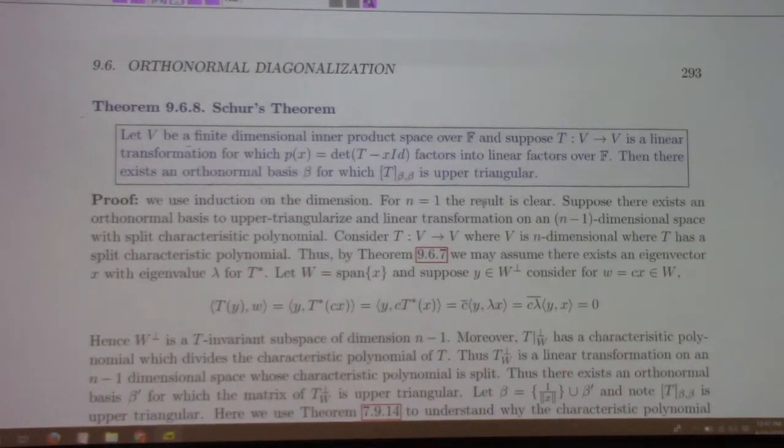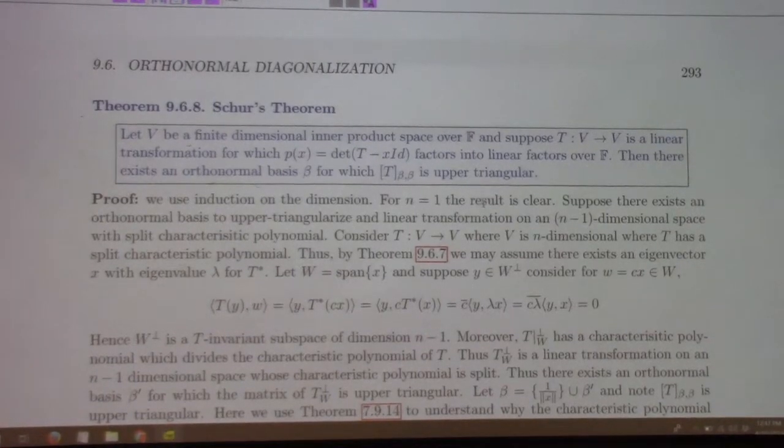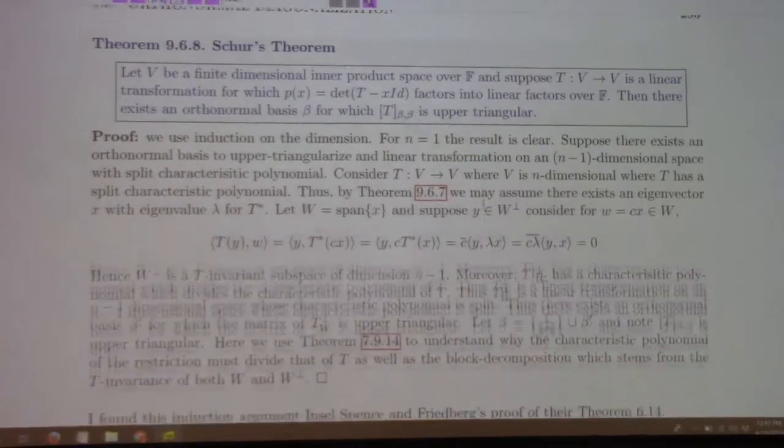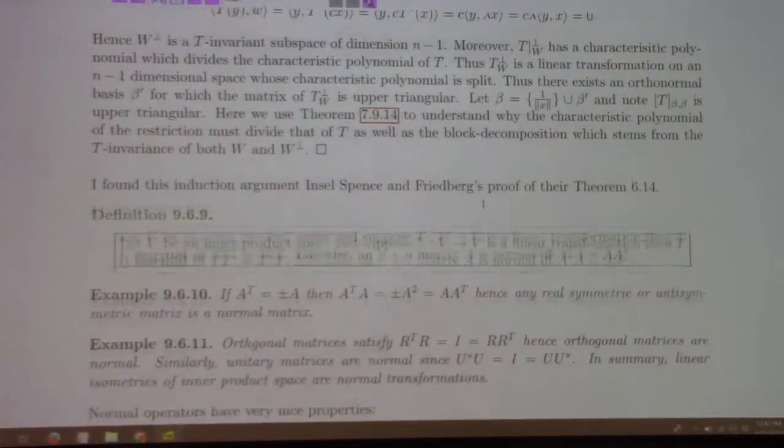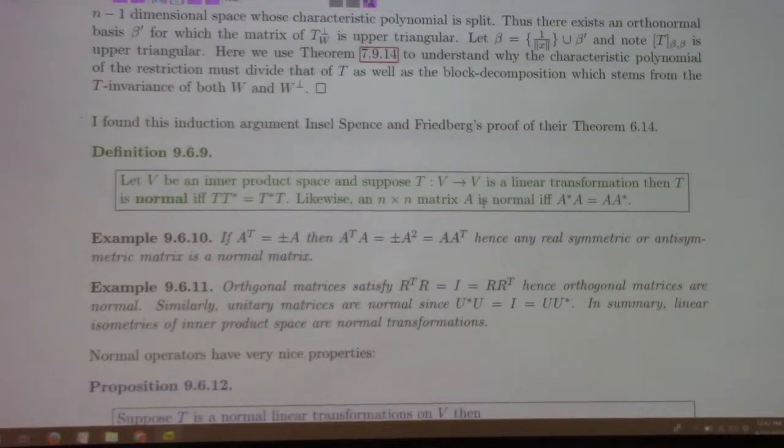So the proof is by induction on dimension, and I'm going to go on because we're a little bit short on time here today. But that brings us to the definition.